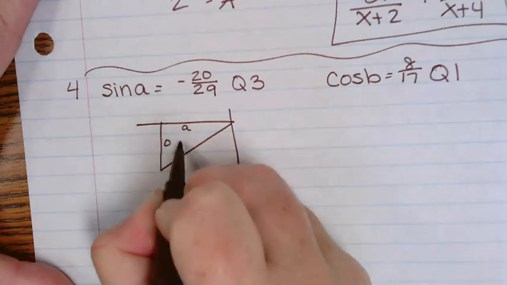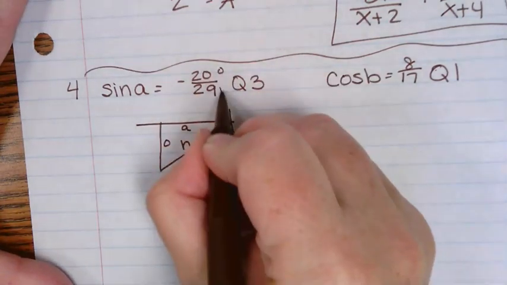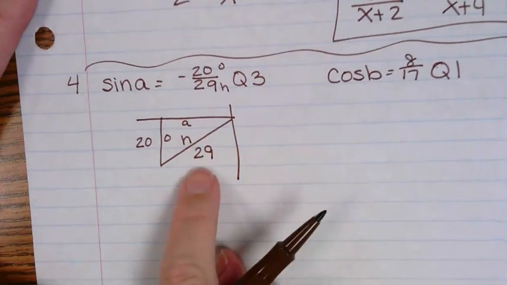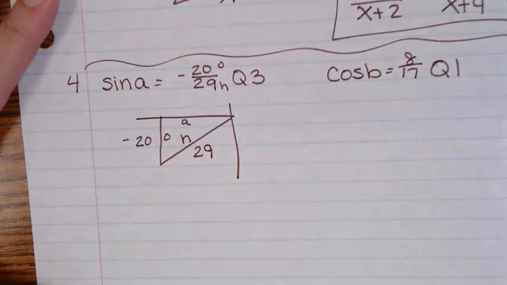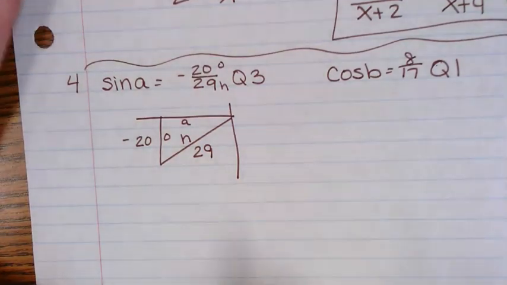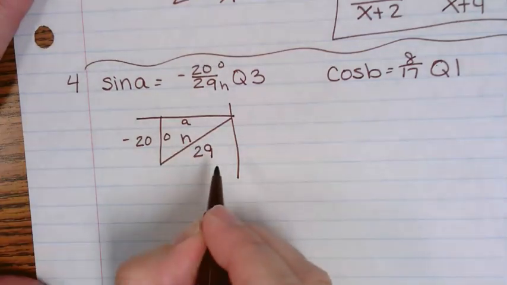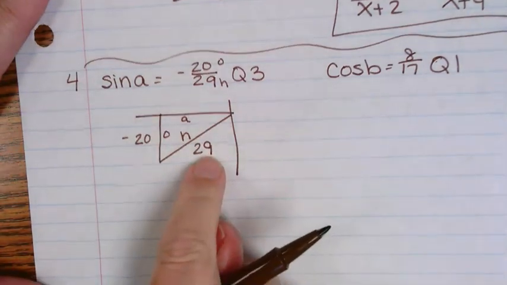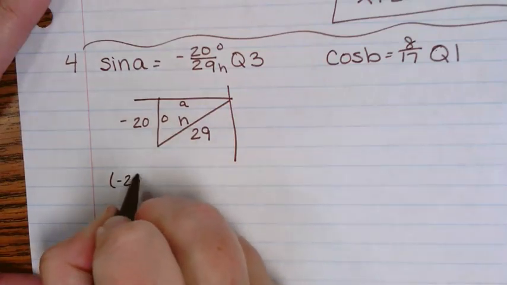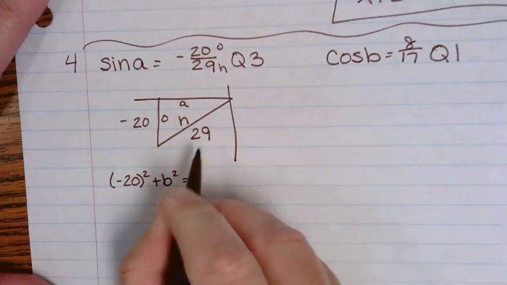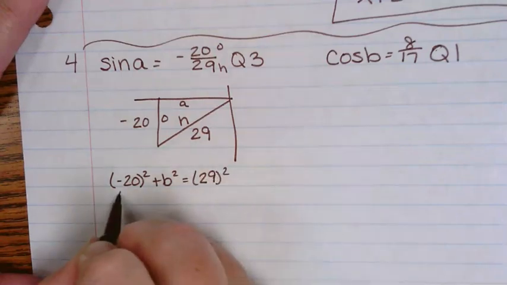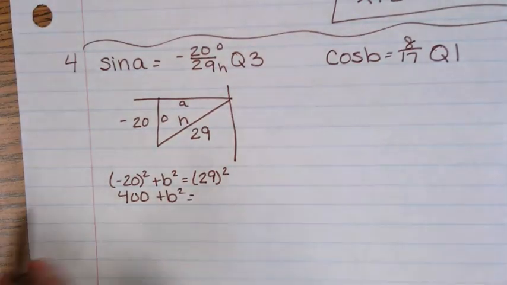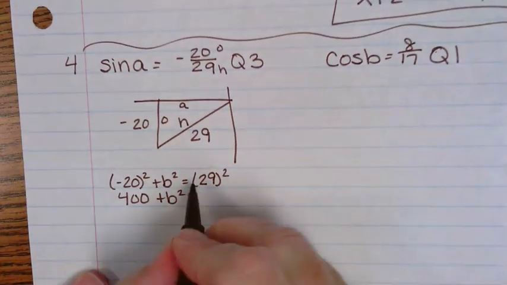Like we've done before, AOH, sine is O over H, so 20 over 29. Remember, your hypotenuse cannot be negative, so we do our negative sign. We'll do the Pythagorean theorem. Be careful, this is going to be our c squared. So negative 20 squared plus b squared equals 29 squared. So this is going to be 400 plus b squared equals 29 squared, which is 841.